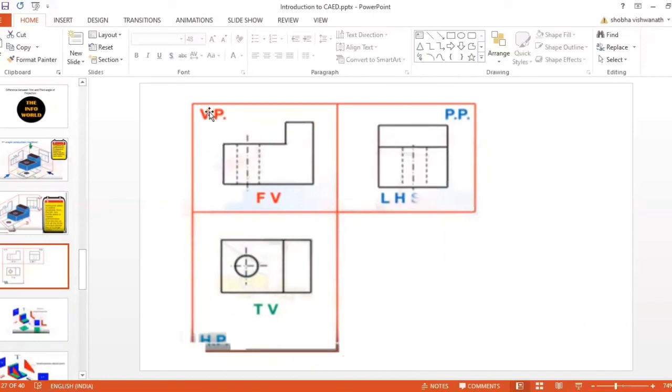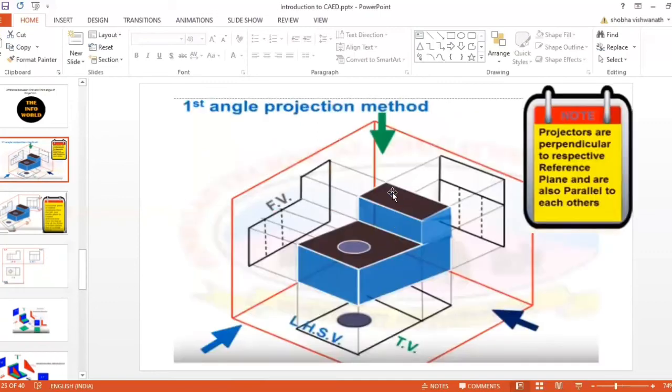In the vertical plane, you're going to draw the front view of the object. Here, in the horizontal plane, you're drawing the top view of the object. And the side will be the profile plane. In the right profile plane, you're drawing the left side view, what you see from the left side of the object. So always you're going to draw like this, and you imagine it in three dimensions.